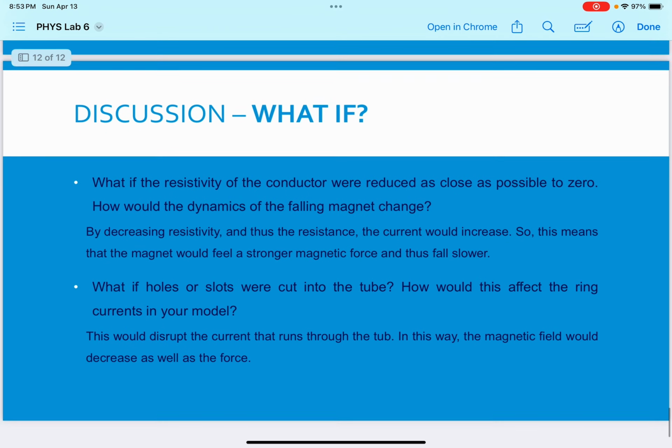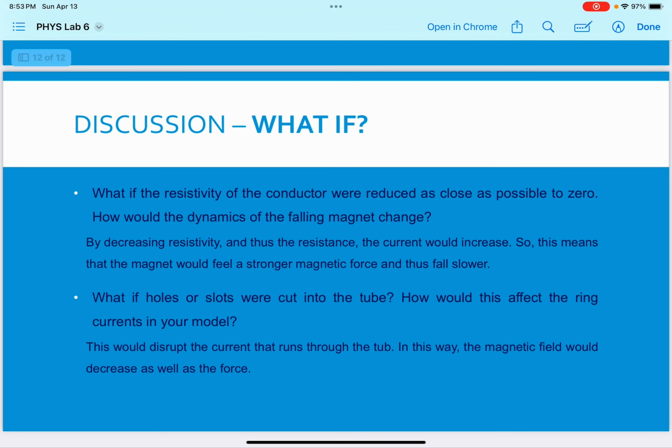And for the what if questions, we have the first question, that is, what if the resistivity of the conductor were reduced as close as possible to 0? So if the resistivity of the conductor was reduced, then the current produced, and thus the opposing magnetic force, is going to be much stronger because the resistance would lower, and this means that the magnet would feel a much stronger magnetic force that would work against gravity, and thus the magnet would fall slower.